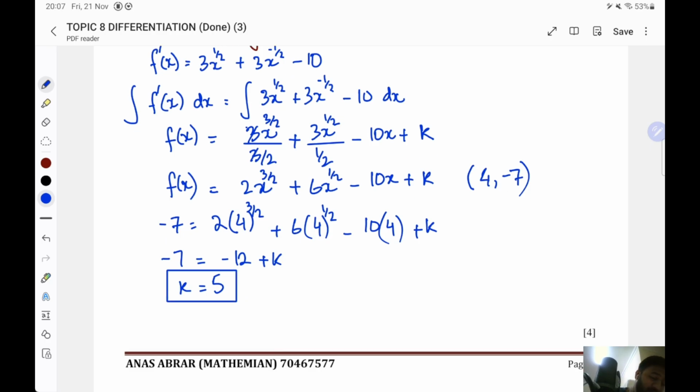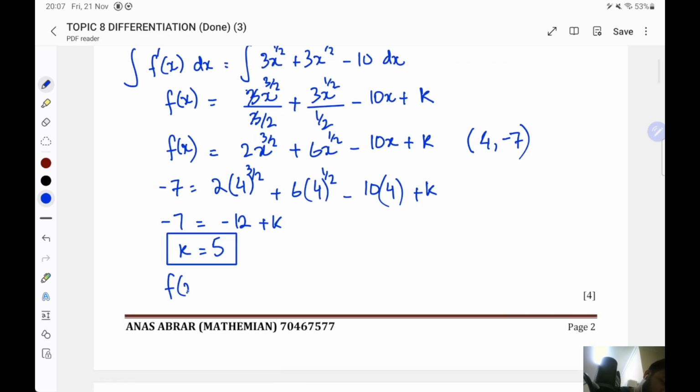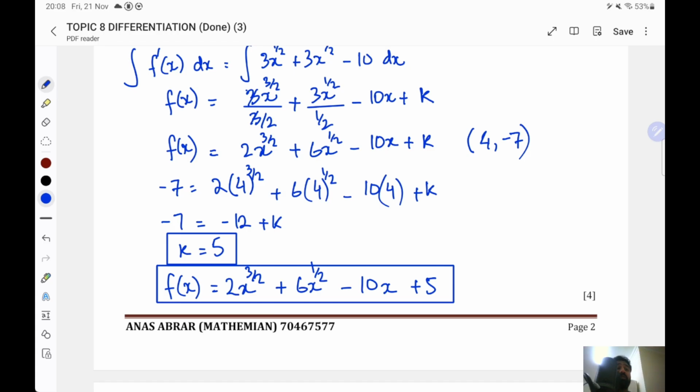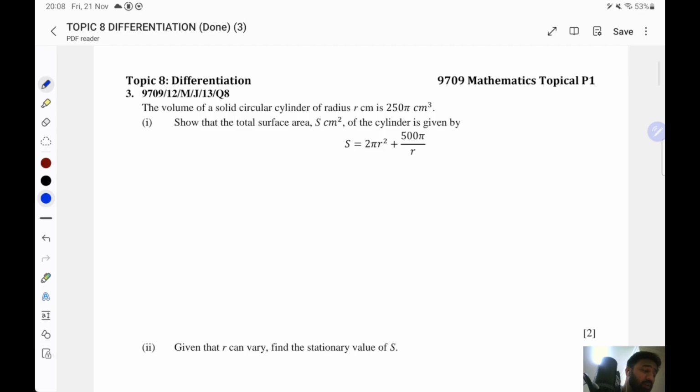Now you need to just write the function. F of x will be 2x power 3 by 2 plus 6x power 1 by 2 minus 10x plus 5. So this is the function that was there in the start, for which the derivative or the differentiation was already given. Okay, let's move forward.